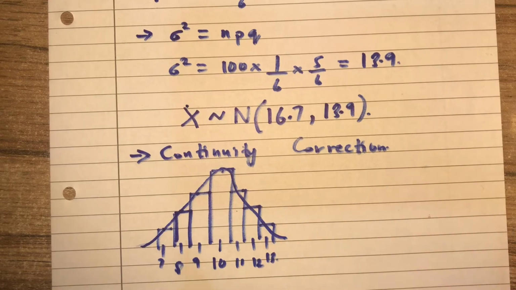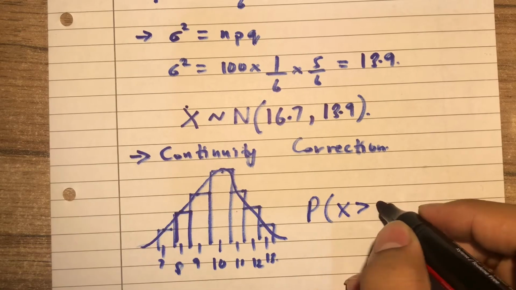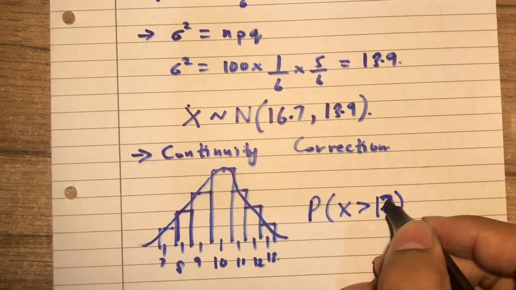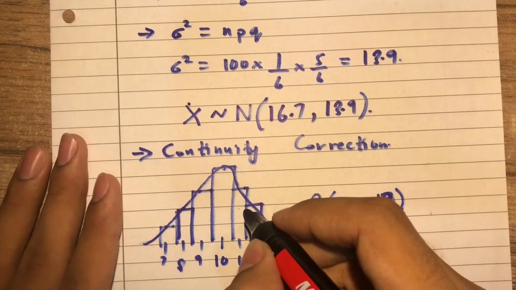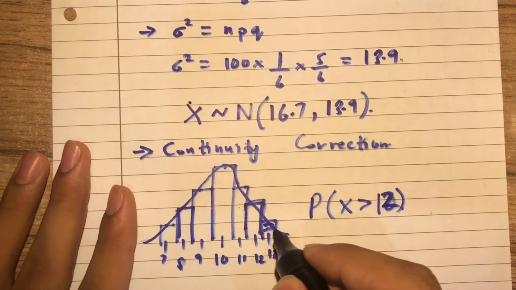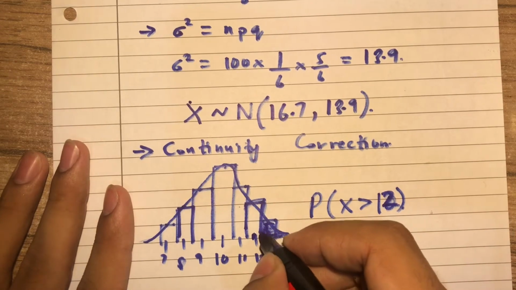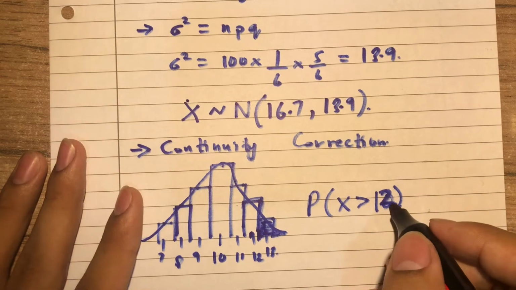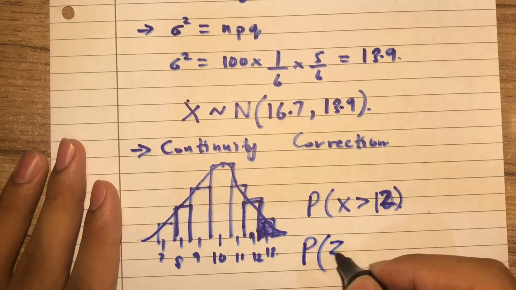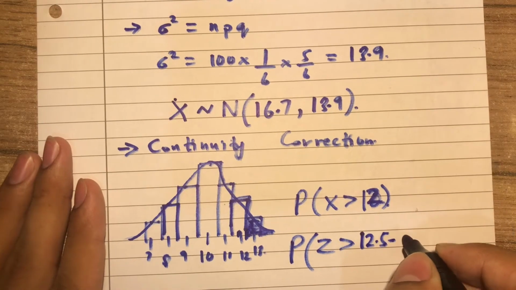Now for example, I have to find probability of x greater than 10, or let's say x greater than 12. So this whole bar represents 12. So I have to find this area after that, right? So this was 12, this is 12.5. So when I convert this to a standard normal distribution, what I'll do is that I'll take my x value as 12.5 instead of 12.